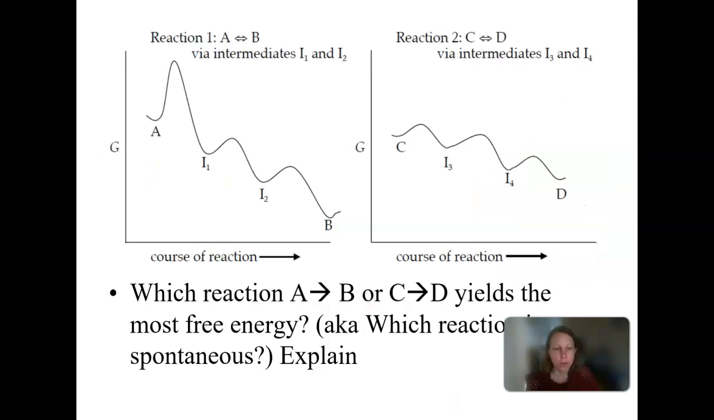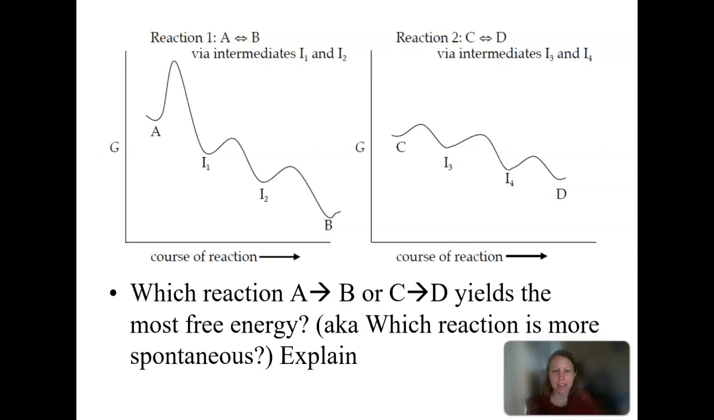All right, so a couple of review questions to see if you're on the same page and thinking about this. We've got two graphs here. We've got A to B going through a couple intermediates. That's one metabolic pathway. And then on the right, we have C to D going through a couple of different intermediates on its way. So which reaction, A to B or C to D, yields the most free energy? Think about that, answer it in your video, and then we'll go over it.